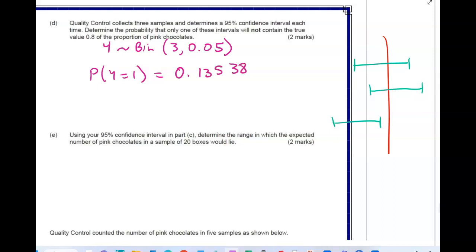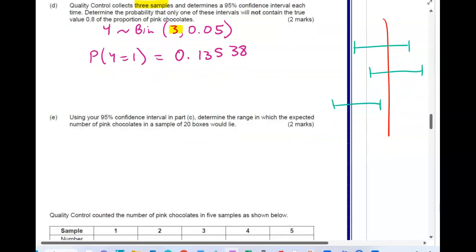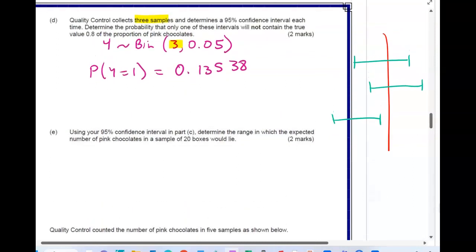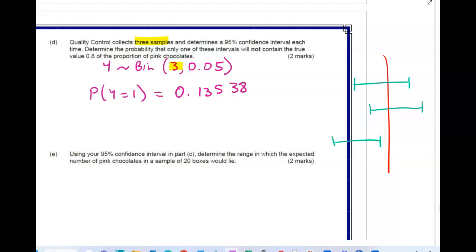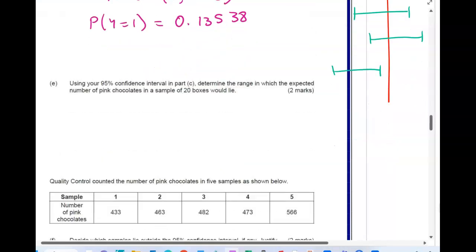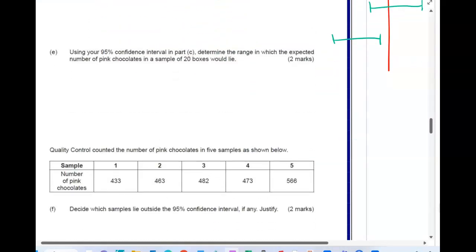So setting up your binomial and 1, I'm getting this figure. Oh, where does 3 come from? Because it's 3 samples. So that 3 collects your 3 samples. What's the probability that one of them doesn't contain the true proportion? So in May's questions, they'll have like a sampling question, and then they'll have like, well, you can see how we've gone from binomial to confidence intervals, back to binomial, different binomial, and now it's going to something else. So yeah, it does like to chop and change, as you can see.